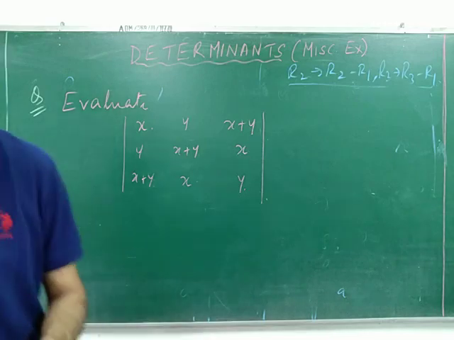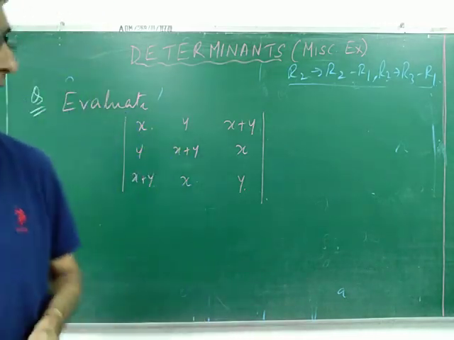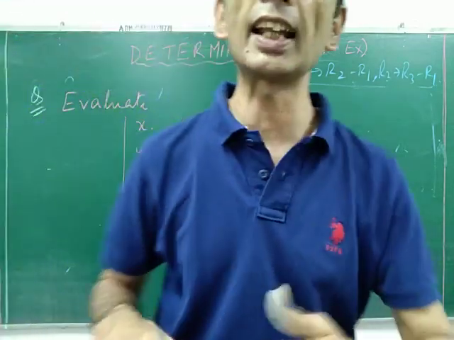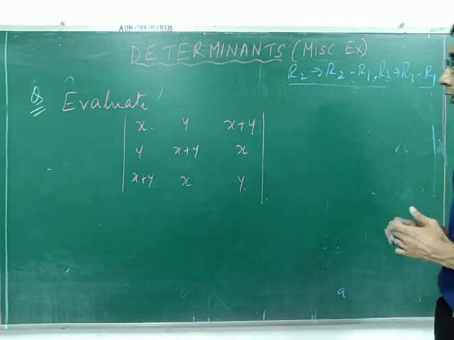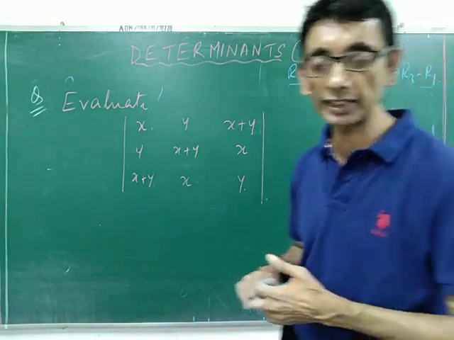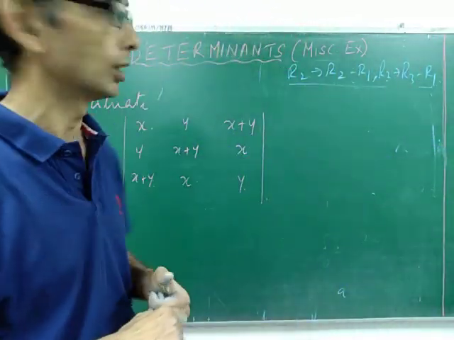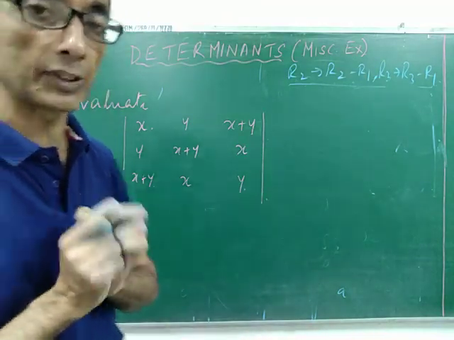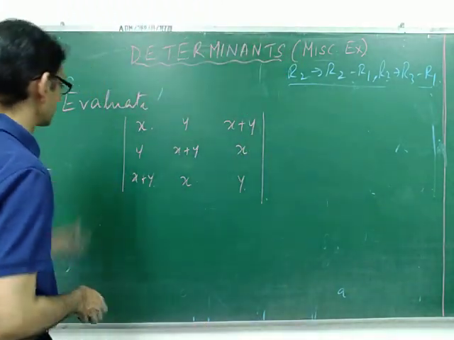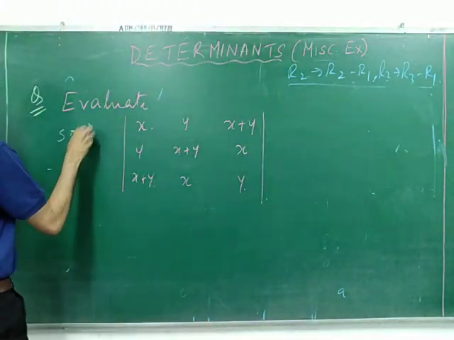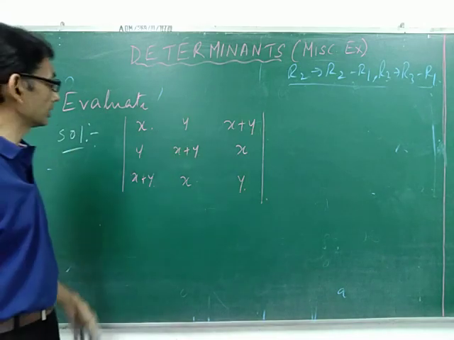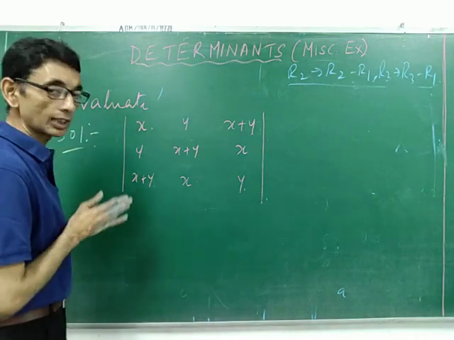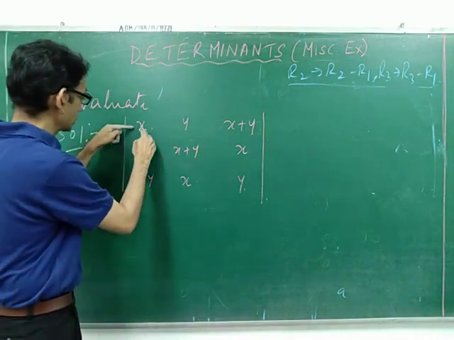If the question is asking to evaluate, you should know that they are asking to evaluate without expansion. Without expansion, and then in the last step you can expand. Naturally you need to evaluate this with the help of properties without expansion. The expansion can be done after using all the properties. So let us start the sum. What is the common step to be followed here? Let us observe the terms. Here x, y, x plus y.